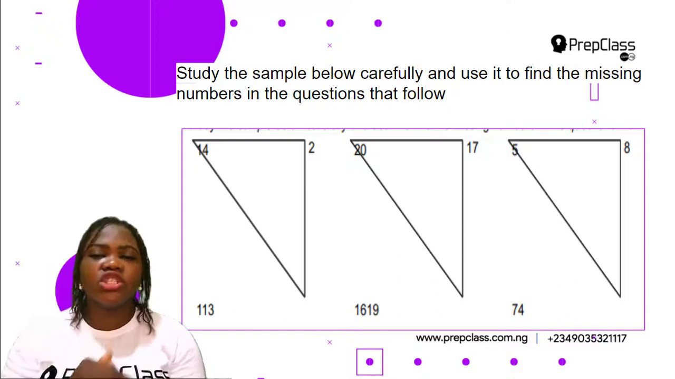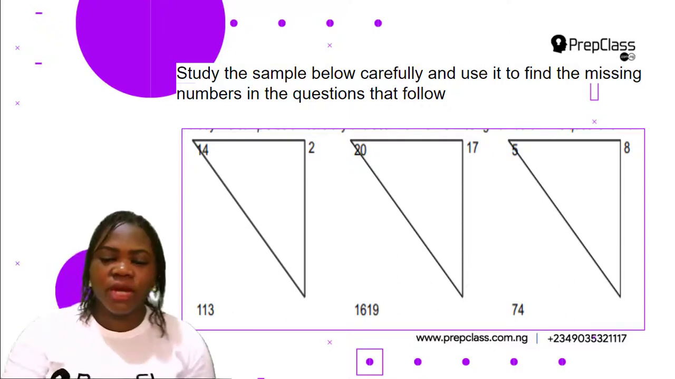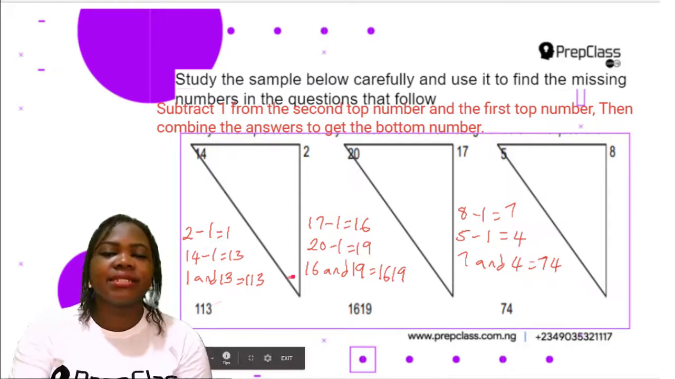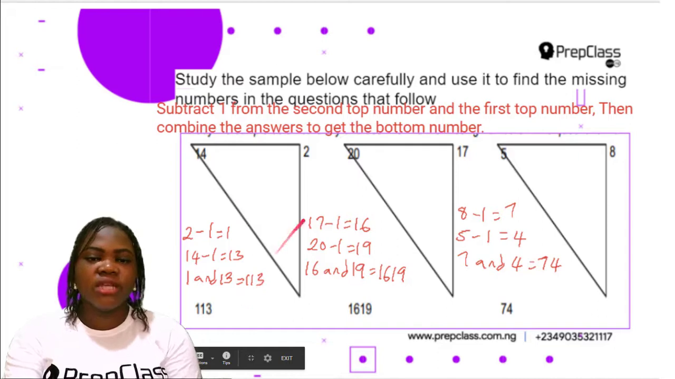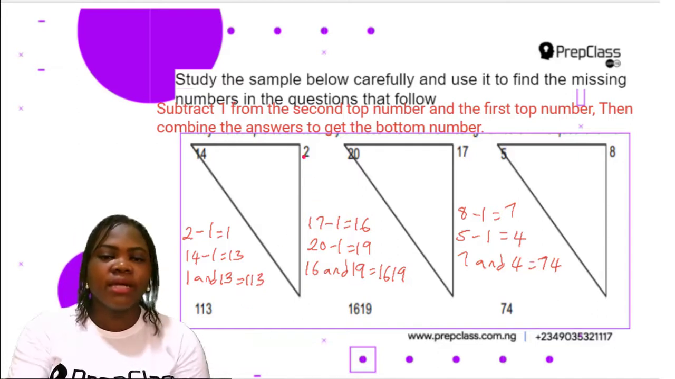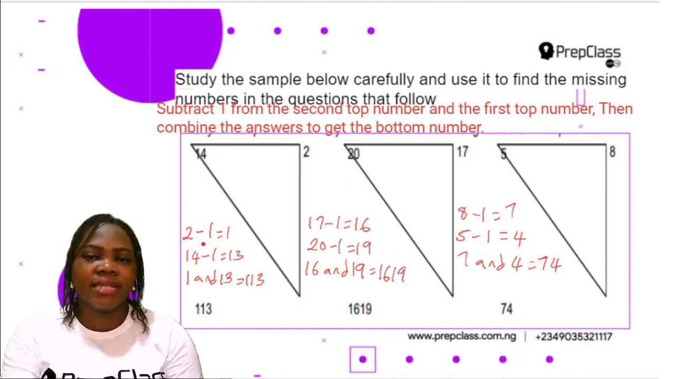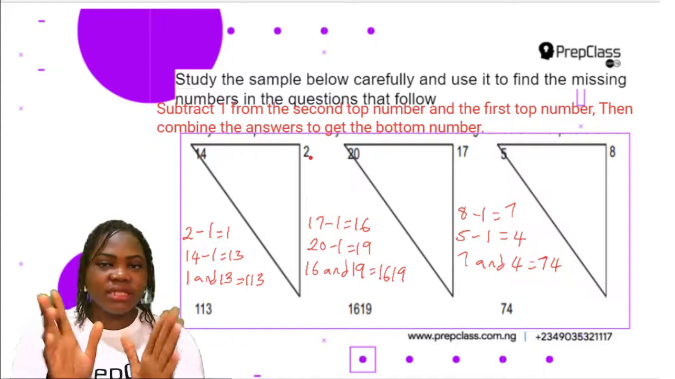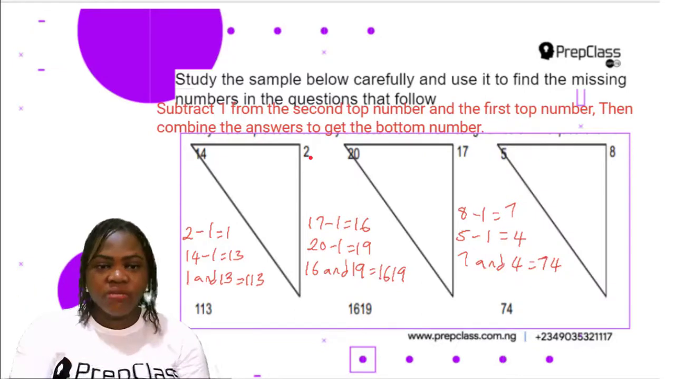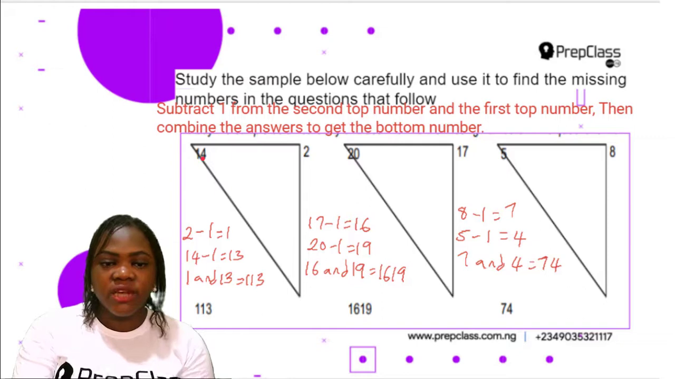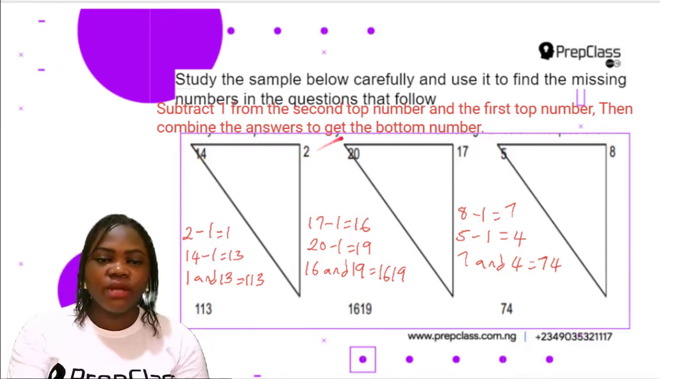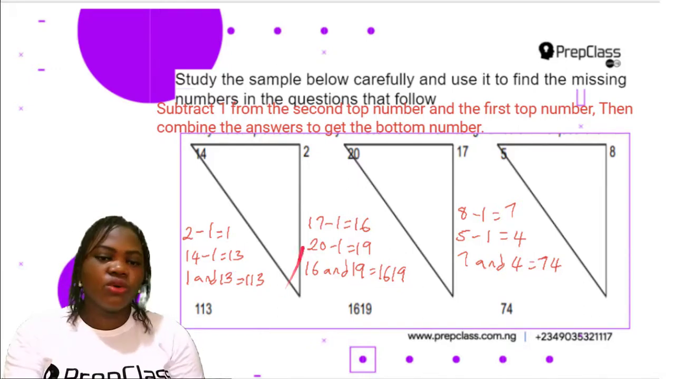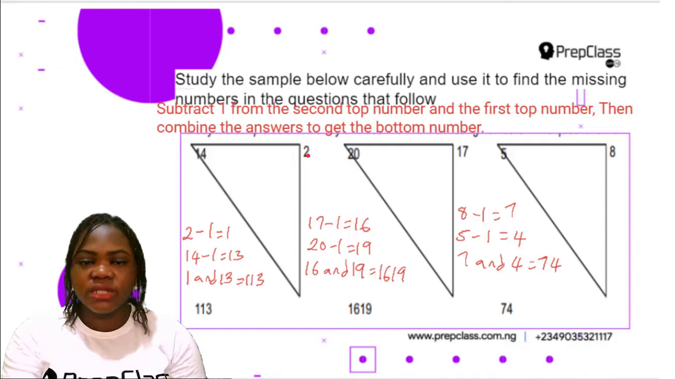So we need to find the relationship between the top numbers and the bottom number. Now, if you study this sample very well, you would realize that all you have to do to get the bottom number is to subtract 1 from the second top number and the first top number, then combine the answers to get the bottom number. Can you see? So always start with the second top number for this set of questions. Because if you start with the first top number, which is 14, 14 minus 1 is 13, then 2 minus 1 is 1. So 13 and 1 combined will give 131. So this is why you should start with the second top number.